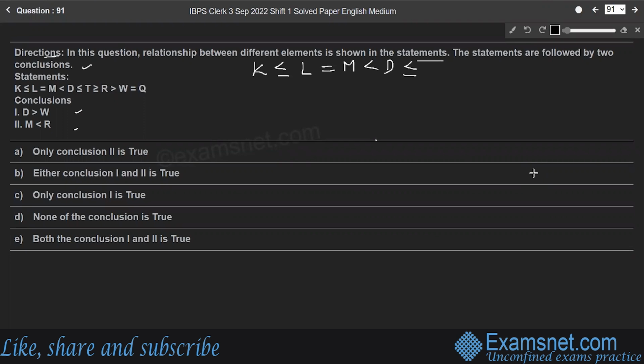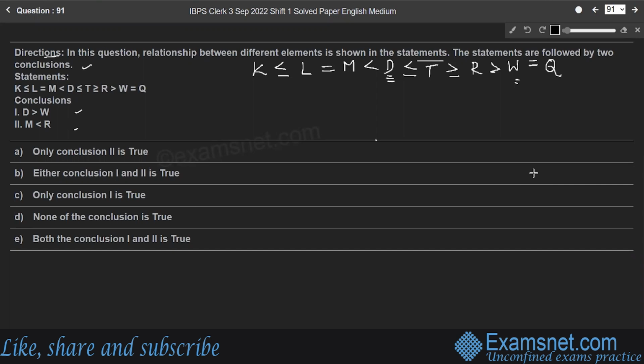D is less than or equal to T, and T is greater than or equal to R. R is greater than W. W is equal to Q. So the conclusions: D is greater than W. So look at D and W. Consider from D to W, right?